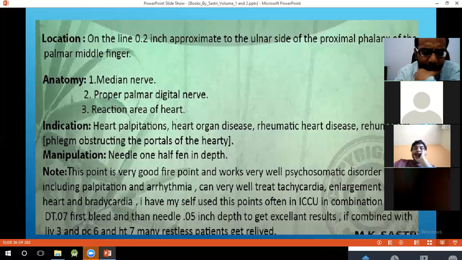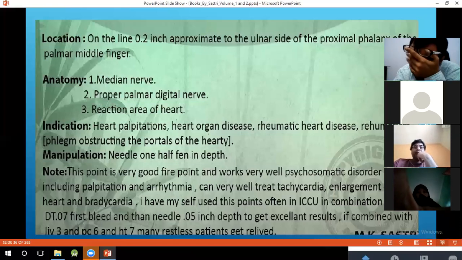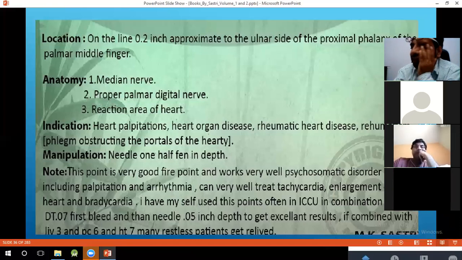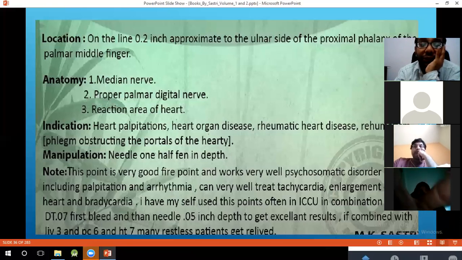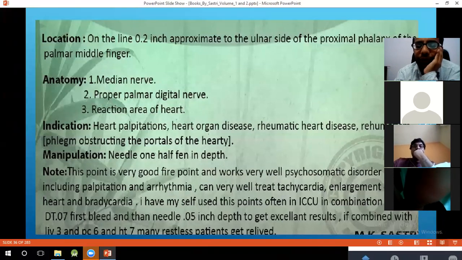If combined with liver 3, PC6 and heart 7, a restless patient may get relief. Especially some patients are restless. In the hospital, we often see these patients react very restlessly. Even in Vedanta hospital, sometimes these patients react very restlessly. What I do is I needle 11.19 with PC6, heart 7 and liver 3, and the temper of the patient subsides and the patient gets well.